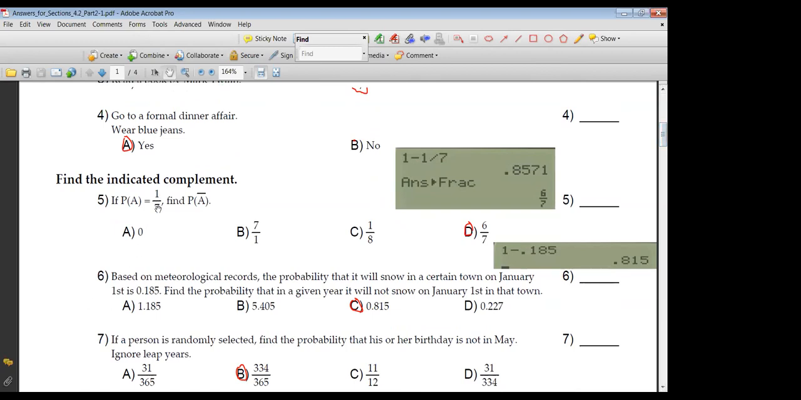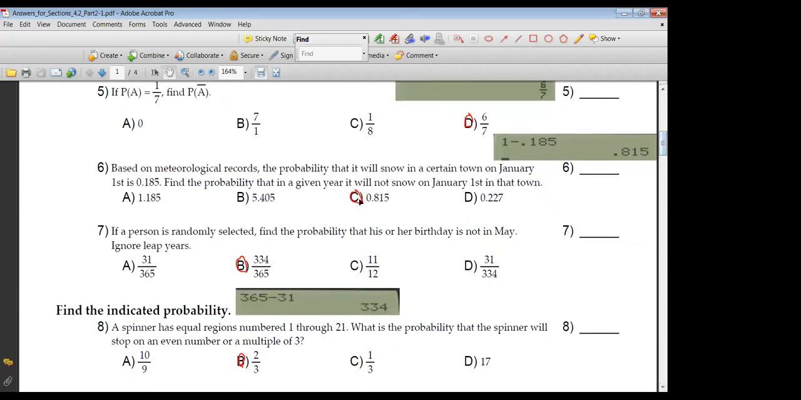The probability that something happened is 1/7. What's the probability of the complement? Well, 1 minus 1/7 is 6/7. And I changed that to a fraction. I went to my math key. The very first option was fraction. I pressed that and pressed enter again. It took 0.8571 and changed it into a fraction for me. I showed you how to do that last Wednesday.